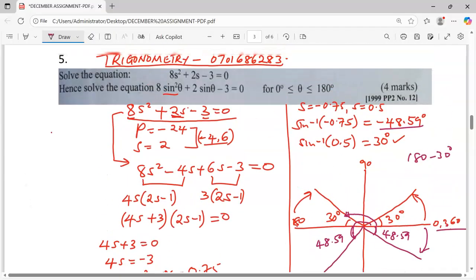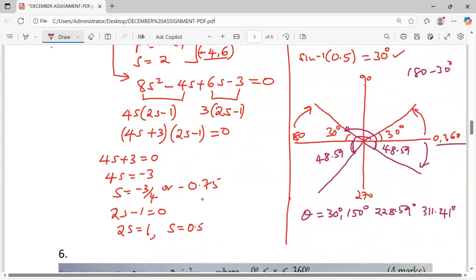In this case, remember, we are supposed to find the angles that fall between 0 and 180, and therefore, the values of theta that we need will be simply 30 degrees and 150 degrees.